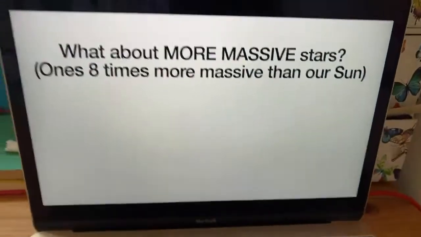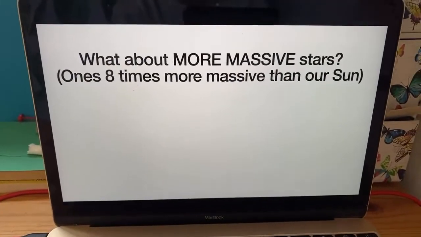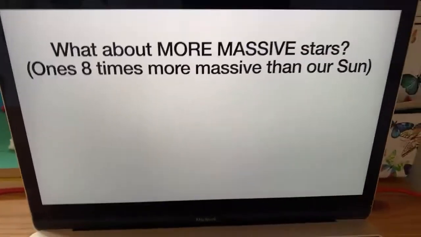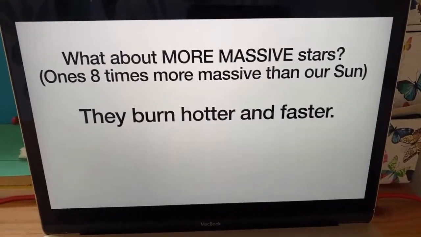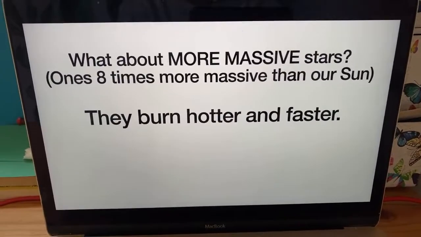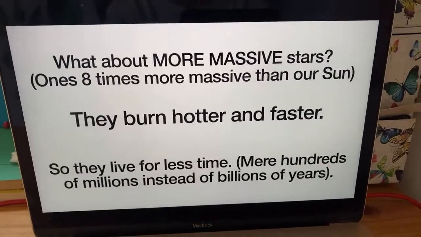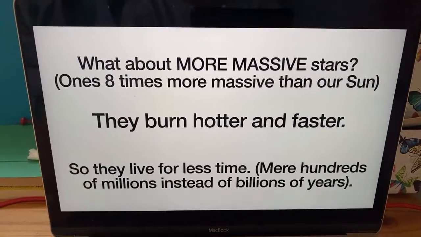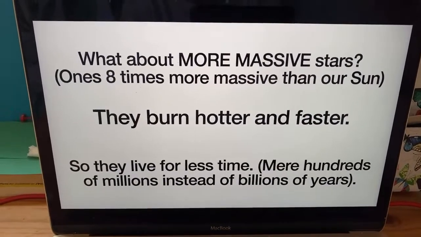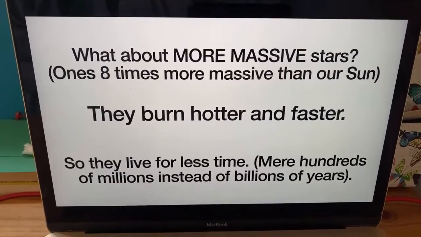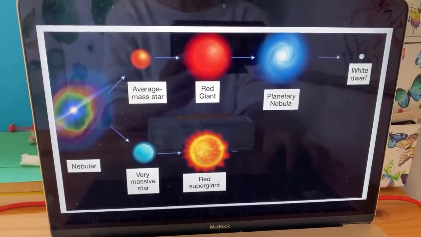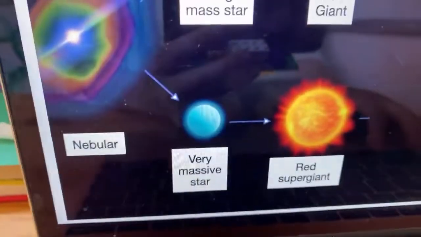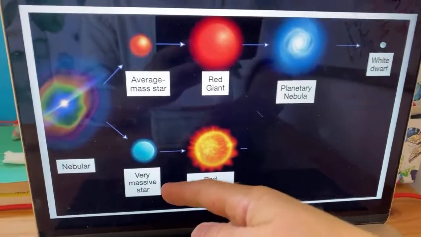What happens to stars 8 times more massive than our sun? Stars that have 8 times more mass. It's such an important point if you're going to write about this in an exam. Well, more gravity in it, more everything. So they burn hotter and they burn faster. So they live for less time. They only live for hundreds of millions of years instead of billions of years. But they do have an exciting life while they're doing it. So here we go. The beginning of their journey is quite similar. They start as a nebula, and then you've still got a main sequence star. It's just very massive.